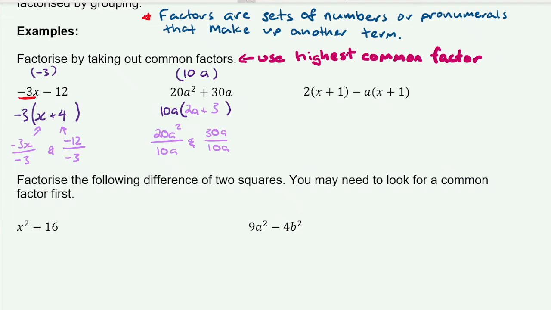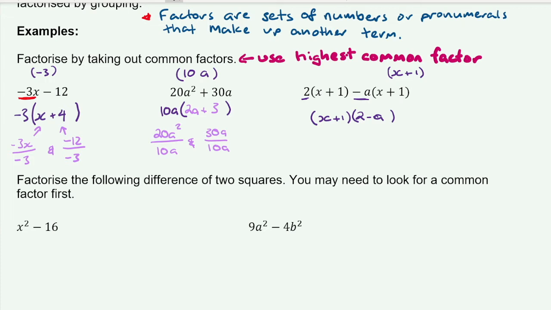Our next one along is a little bit easier because our highest common factor is pretty clear, it's going to be x plus 1. So what's in that bracket is essentially the common factor. So we bring that out, and then inside is what's left over. That's our 2 and our minus a. There we have it. Bob's your uncle. We've grouped things together.